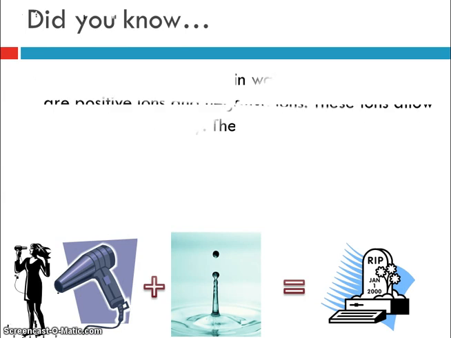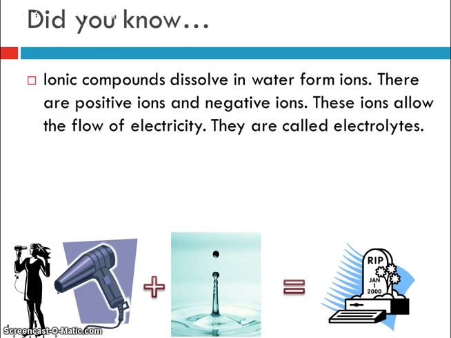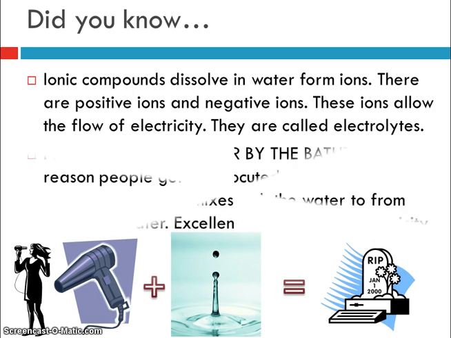Did you know ionic compounds dissolve in water to form ions? There are positive ions and negative ions. These ions allow the flow of electricity. We will call these electrolytes.